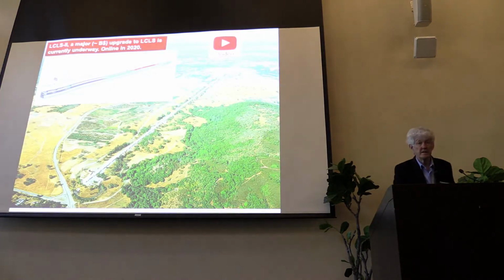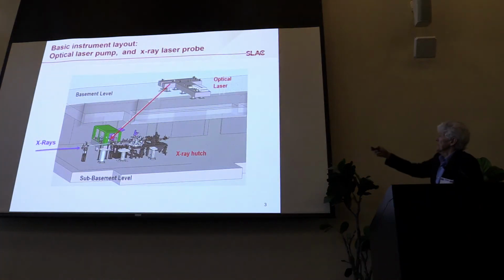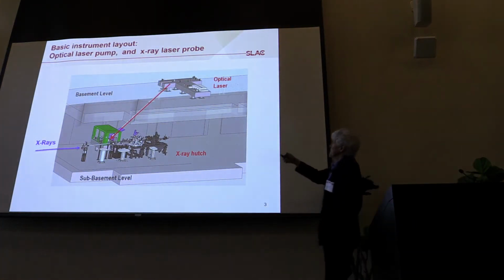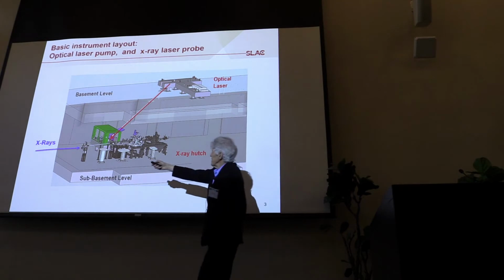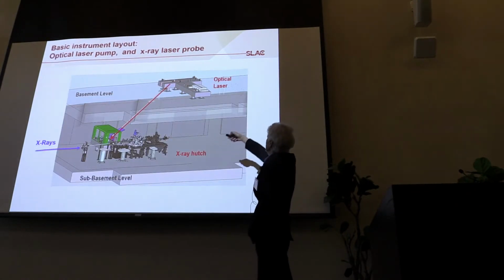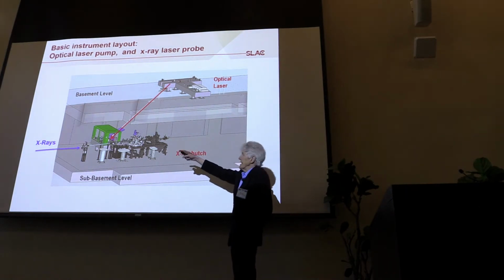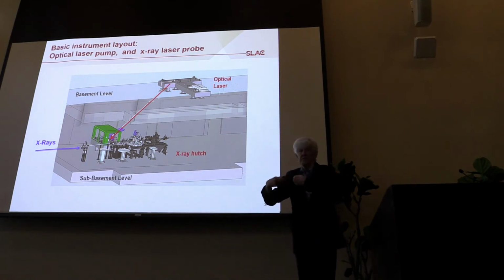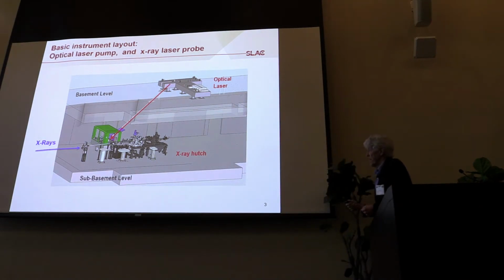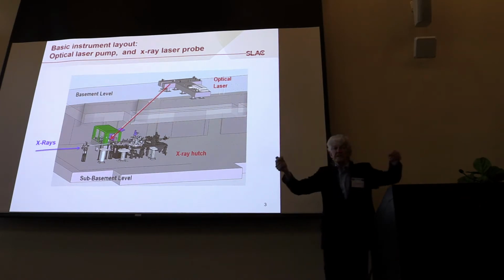All right, let's go on to the next slide. So this is how some of the experiments are done. You've got the X-rays coming in there, but before they come in, you actually, what we call pump the sample that you're looking at with an optical laser. So we excite it, so to speak. After it's been excited, the X-ray hits it, and we get a diffraction pattern.